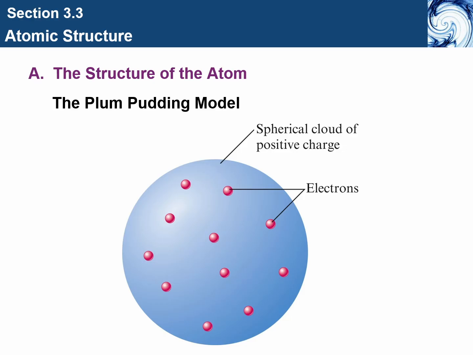This model fit some of the evidence at the time, but it had not yet been tested against the distribution of positive charges and the mass inside the atom. Rutherford's experiment, that we'll look at on the next one, provided evidence that positive charge was not spread evenly throughout the entire atom. I hope you're ready. The suspense is killing me.